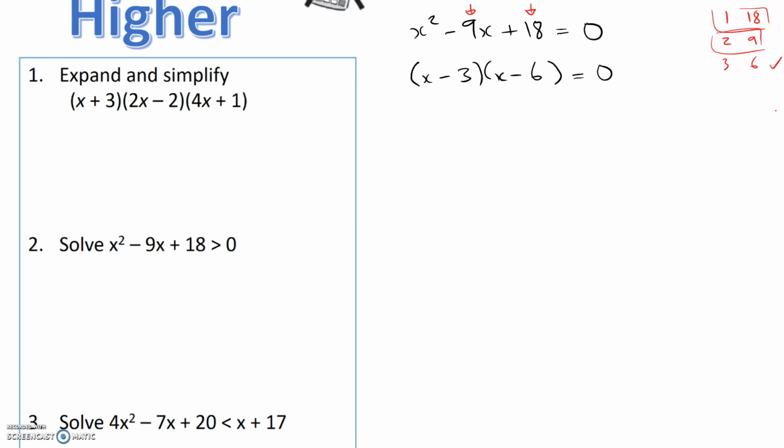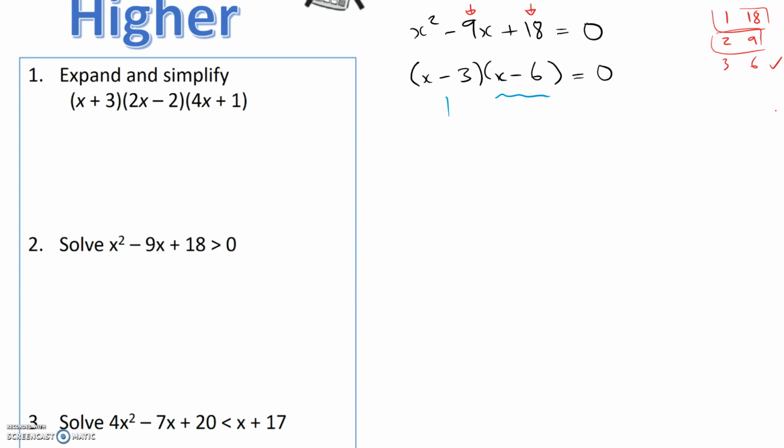Okay, we've got x minus 3, x minus 6 equals 0. So what does this mean? Well, to solve this equation, it means that either this bracket has to be 0, because 0 times whatever this bracket is will give me 0, or it means that this bracket has got to be 0, because 0 times whatever this bracket is will give me 0.